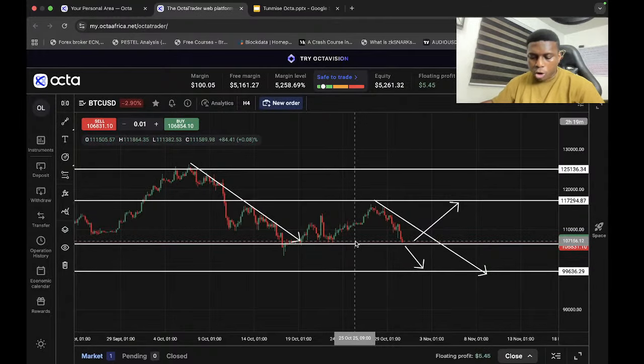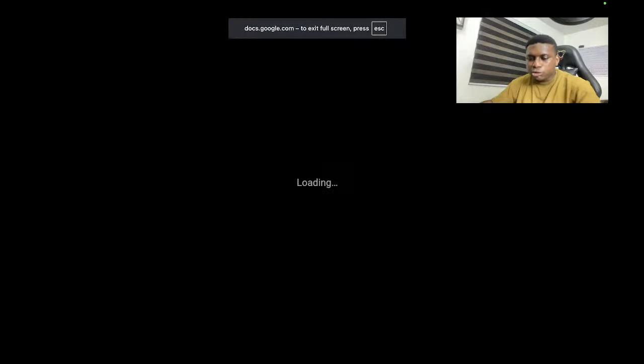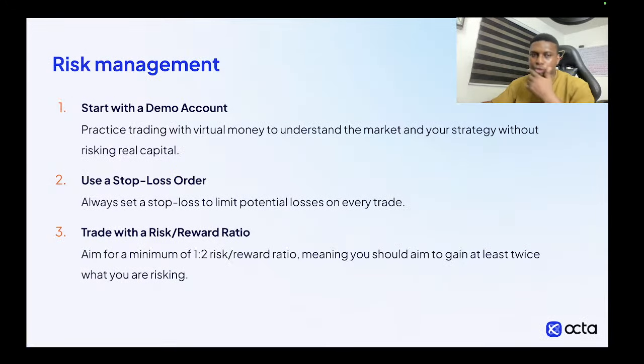Now I would like to walk us through a very important conversation that we need to have around risk management as a trader. For those of you joining us for the first time, or this is your first time trading, it's important that you start with a demo account where you practice with virtual money to understand the market and your strategy without risking real capital.